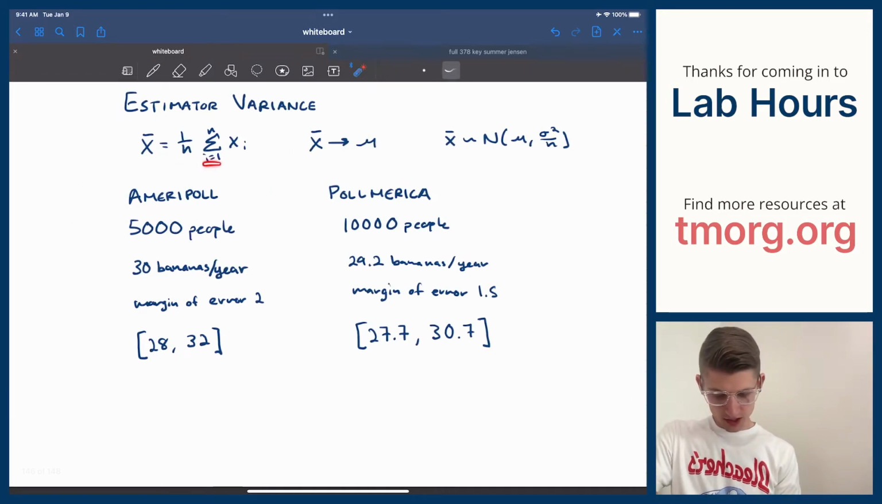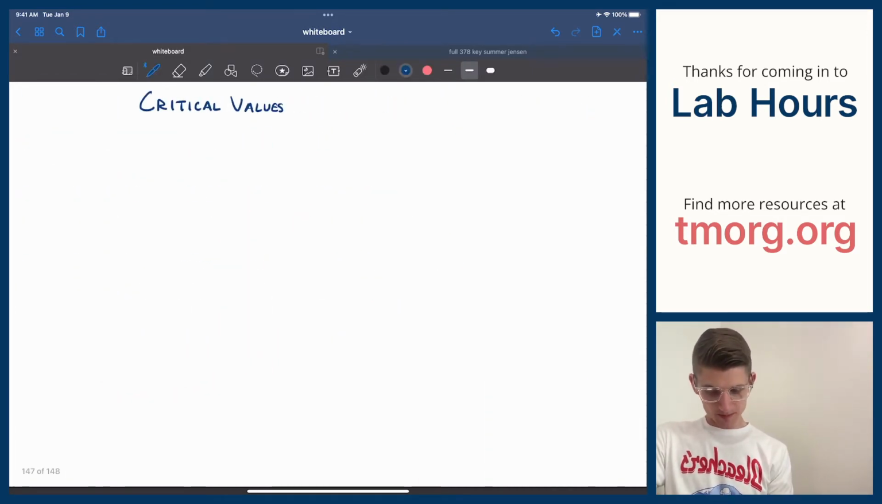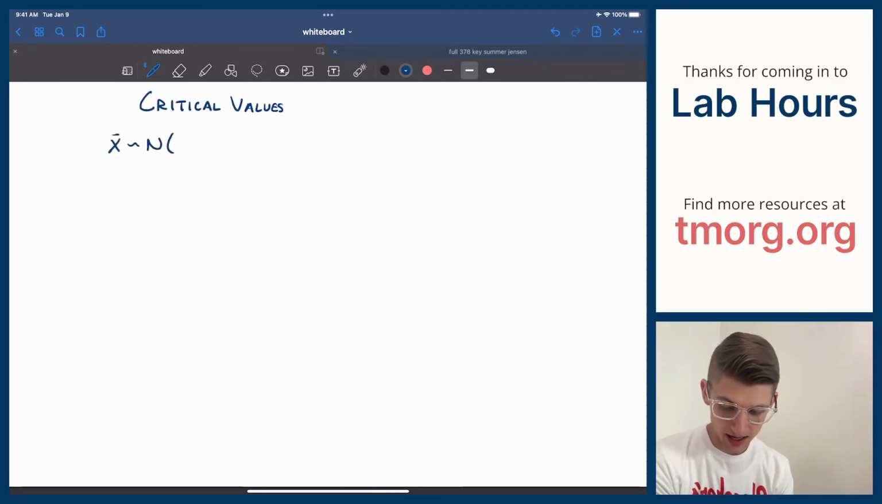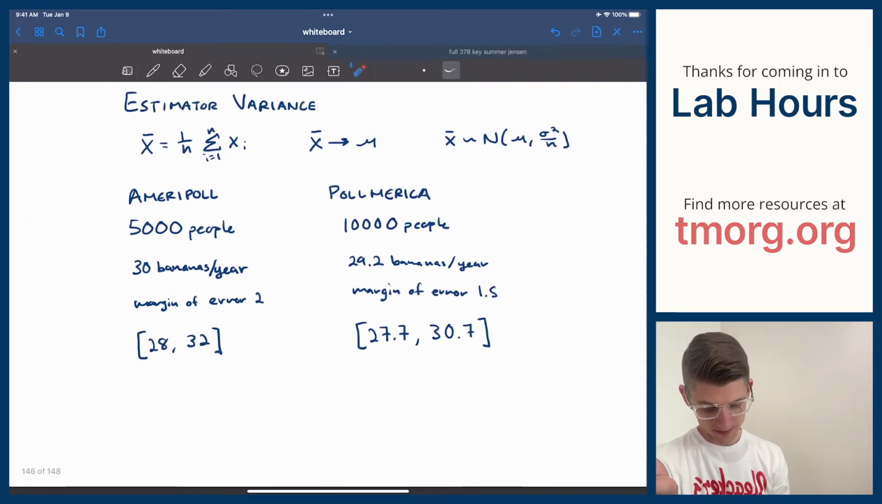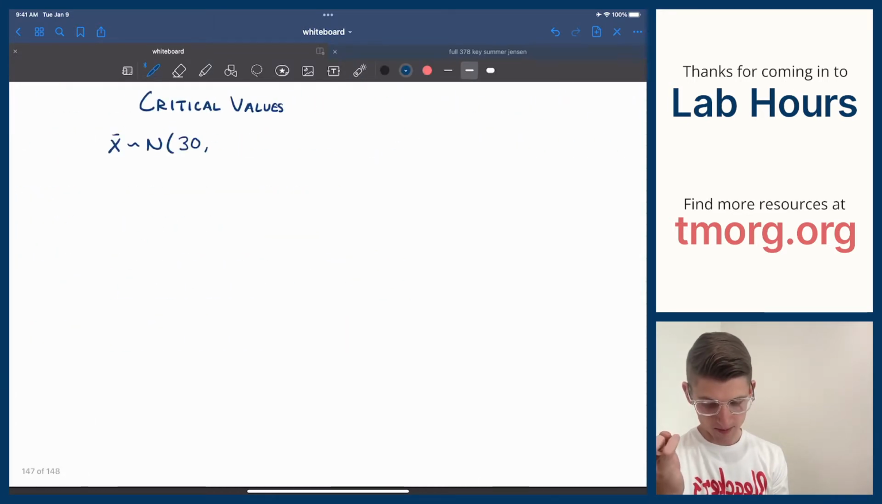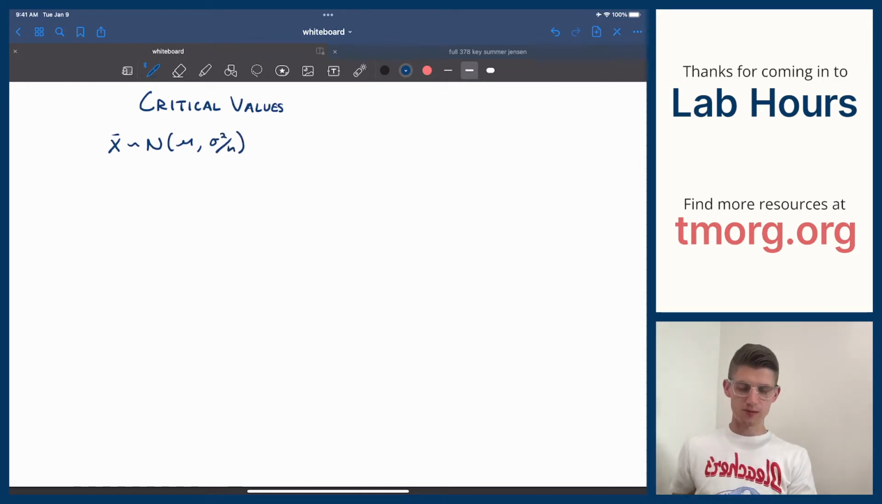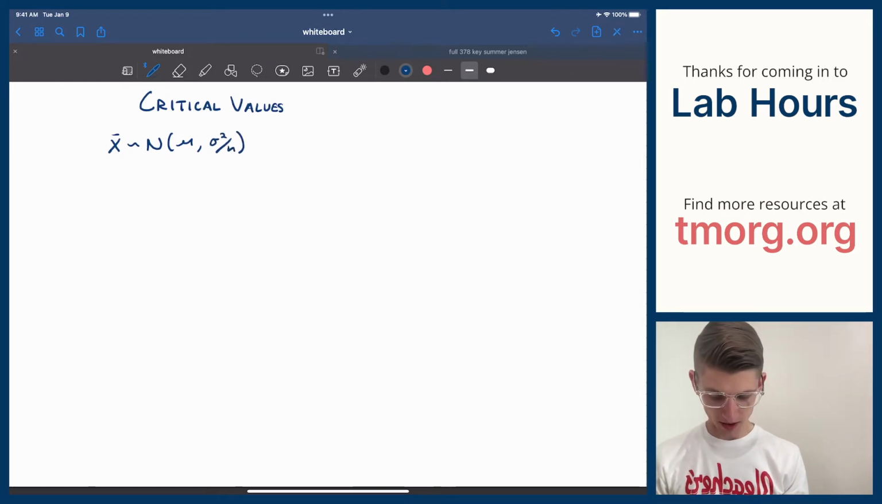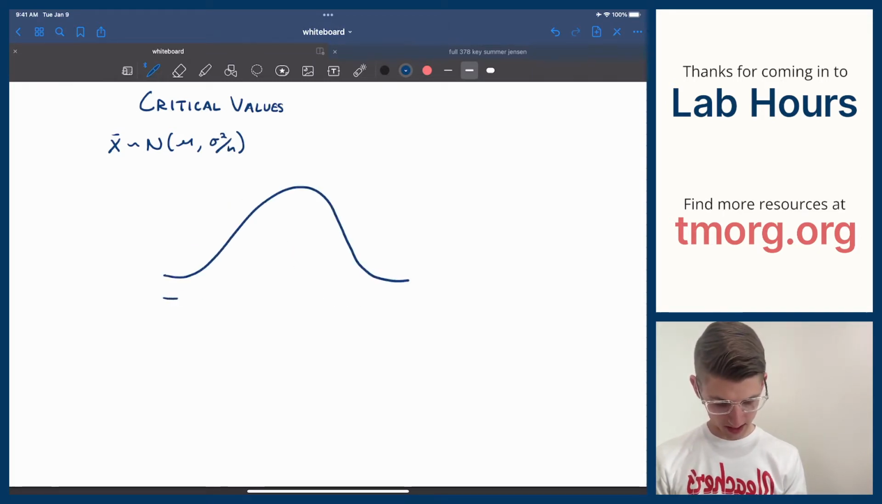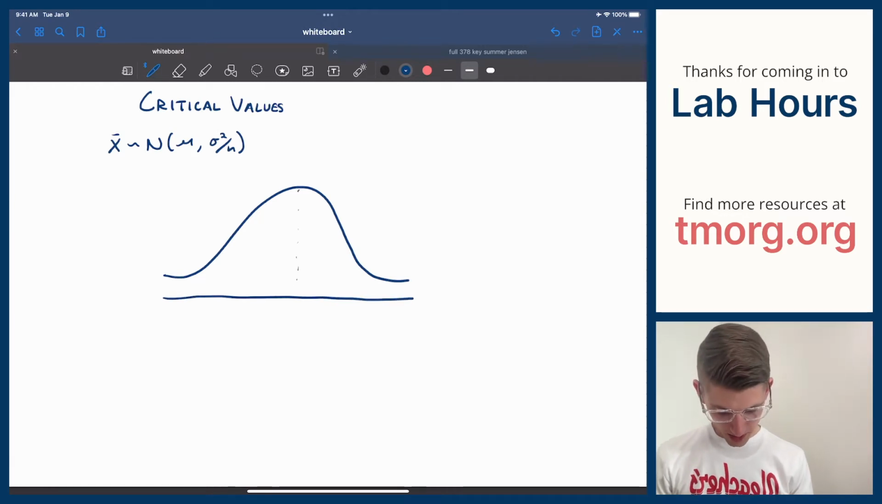Notice really quickly, let's just use Ameripol as an example here. We have their X bar as being distributed as a normal random variable. It'll have a mean of 30, right? That's what they got as their estimate, okay? And in fact, that's not quite accurate, so we'll just not even call it that. This is how X bar is distributed for them, right? So let's draw that X bar on a graph, okay? Something like this. And it's centered at mu, right?